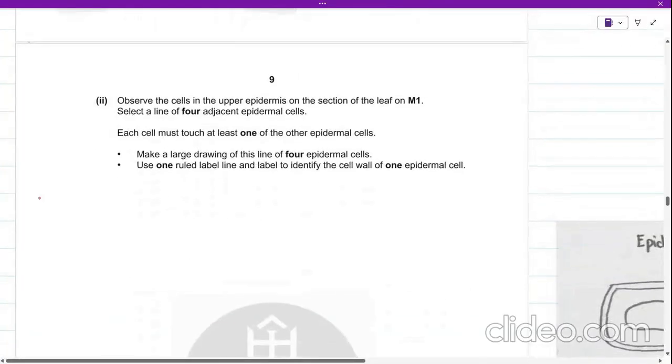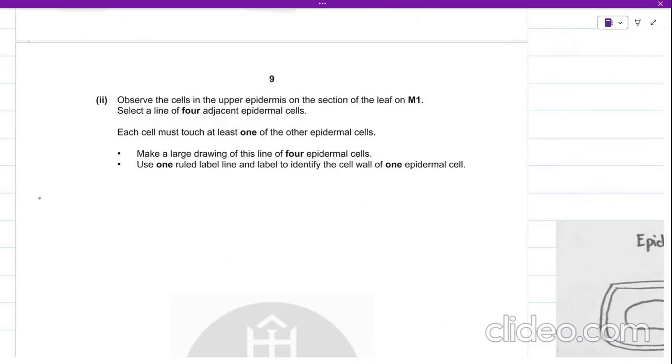Now let's move on. Observe the cells in the upper epidermis. As I told you, they mostly ask about the epidermis, the cortex, the pith, the xylem cells. I've already addressed this issue in the higher magnification drawings video. So select a line of 4 adjacent epidermal cells.